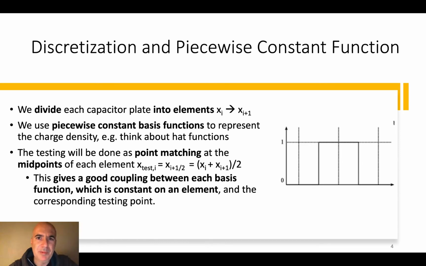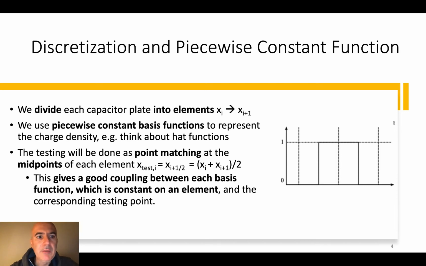The first step, like in all the methods that we've been seeing so far, is to divide the capacitor plate into elements with coordinates x_i, x_{i+1} at the nodes. The second step of the method of moments is to impose the linear basis function. Most of the method of moments uses quite a simple basis function.